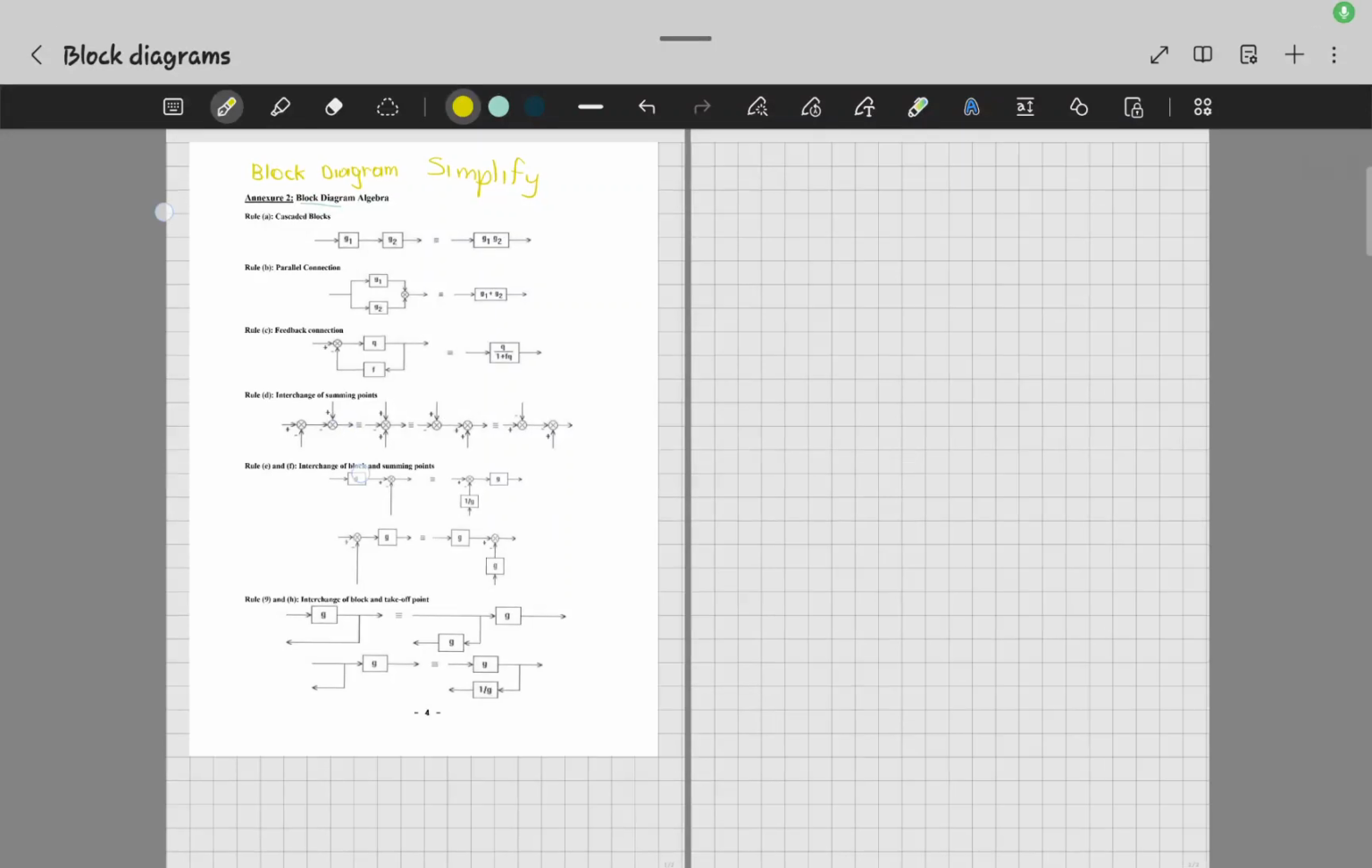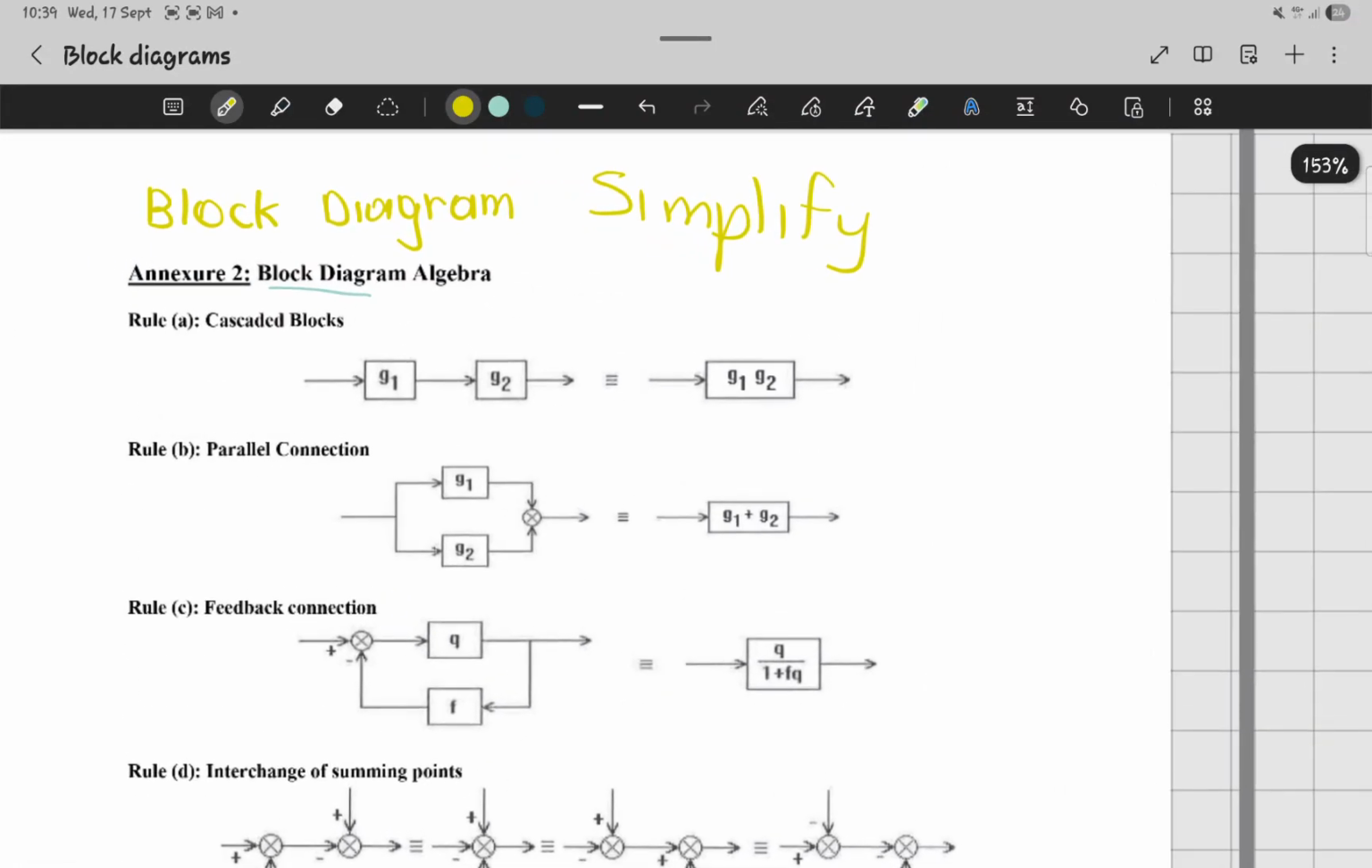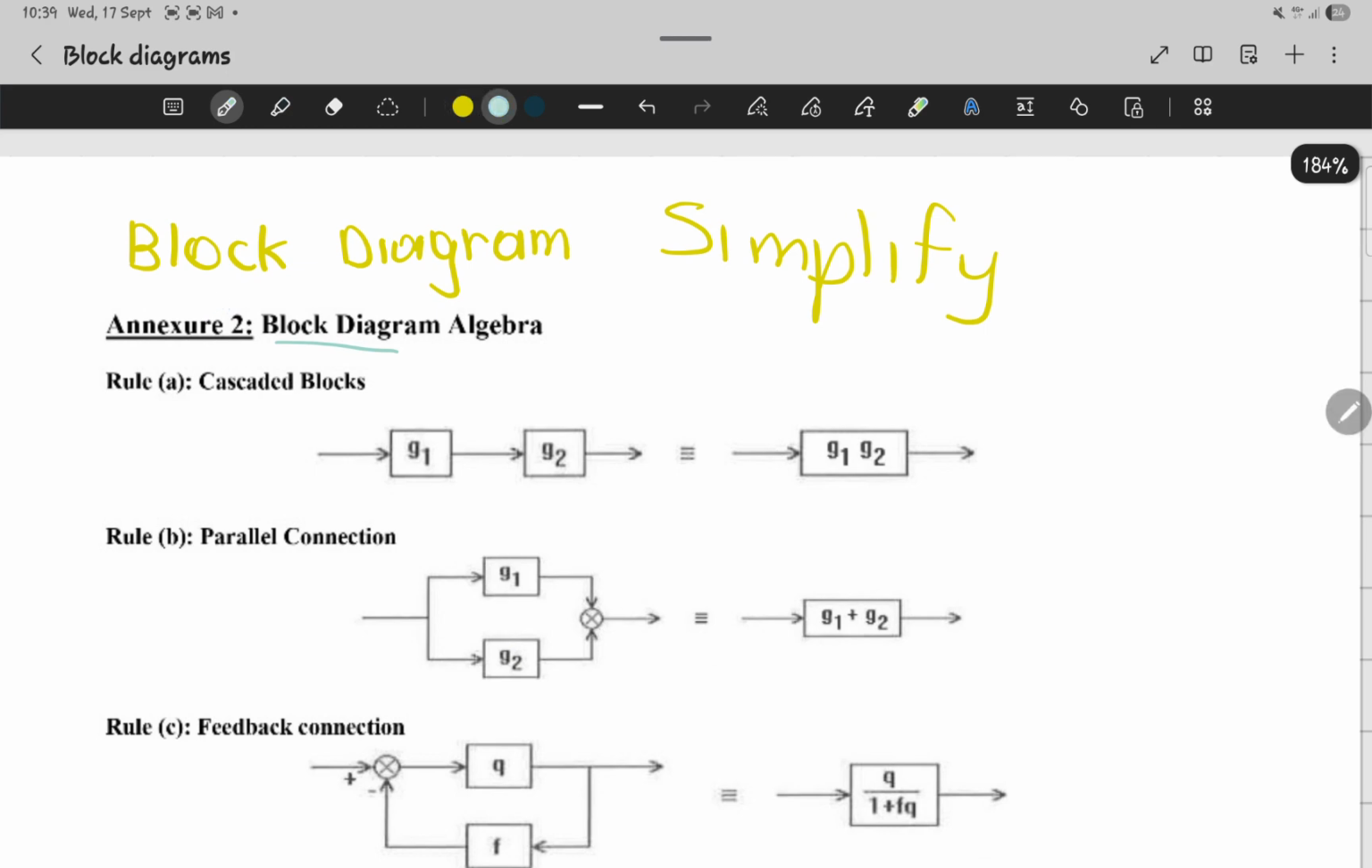So what we're going to see now is how we're going to go about simplifying a block diagram. Okay, so for example, if we have different rules, this is a cascade of blocks. If we have two blocks like this, we can rewrite them in one block and multiply them. This is what we call cascade blocks.